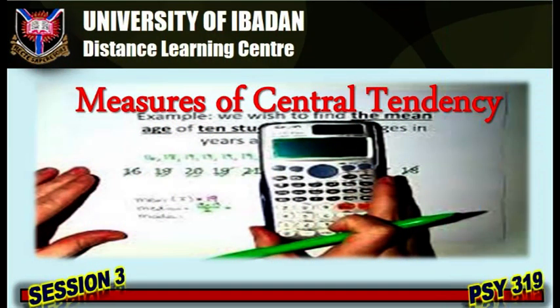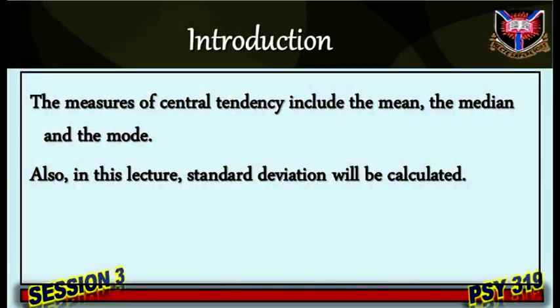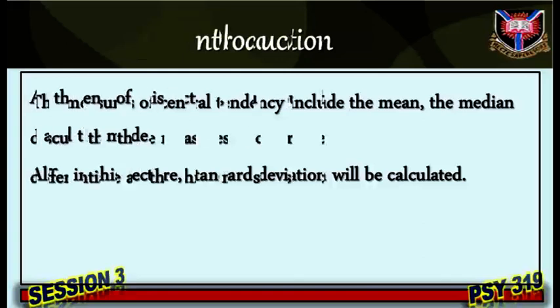Study section 3, measures of central tendency. Introduction. In this study section, I intend to introduce to you another descriptive statistics referred to as measures of central tendency. The measures of central tendency include the mean, the median, and the mode. Also, in this lecture, standard deviation will be calculated.